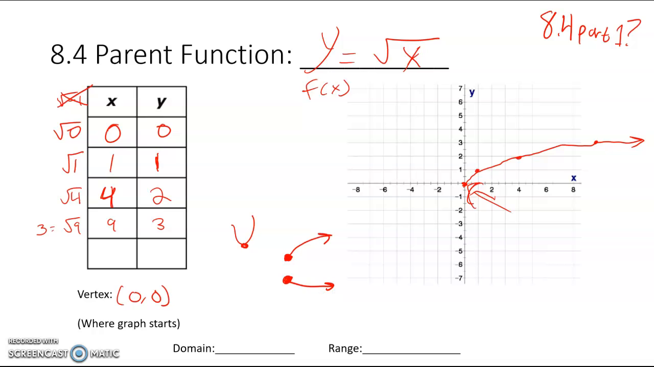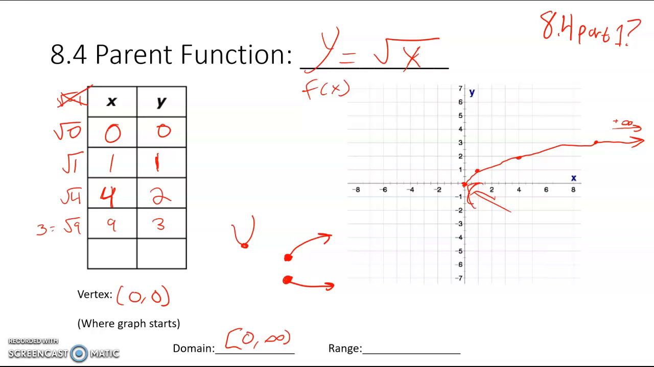Domain, what are my x values? Well, if I'm looking over here in my table, or even at my graph, my domain starts at 0, and I can plug in 0, and if I look at my graph, I continually keep going this way towards positive infinity. So my domain is going to be bracket 0, because I can plug in 0, comma, infinity with a parenthesis. Again, I always have a parenthesis with the infinity.